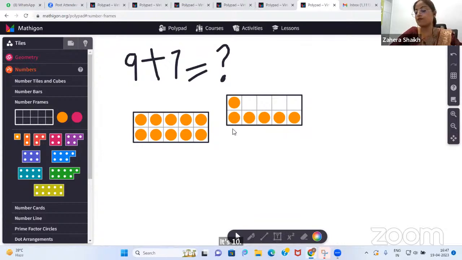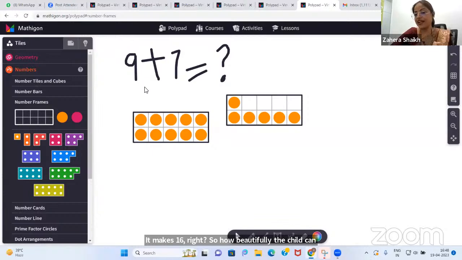So this is my 10 and this is my 6. So I can say that 9 plus 7 is nothing but 10 and 6 together, it makes 16, right? So how beautifully the child can make a group of tens, right? And this can be represented through other manipulatives as well. When I use another manipulative, I'll also share how this grouping and regrouping becomes very important for them to solve problems with carryover or borrowing sums and all, right?